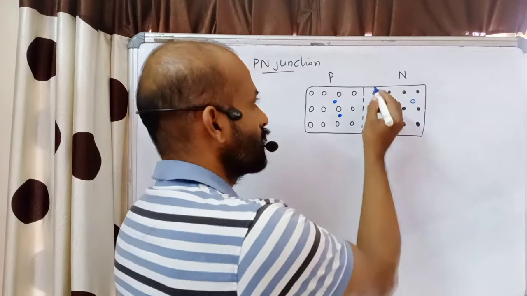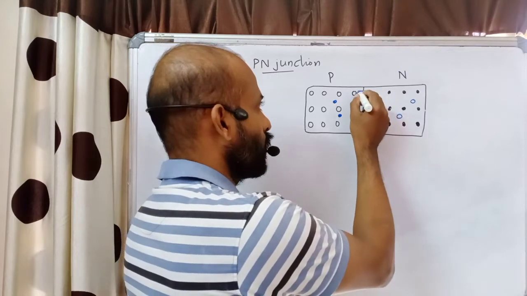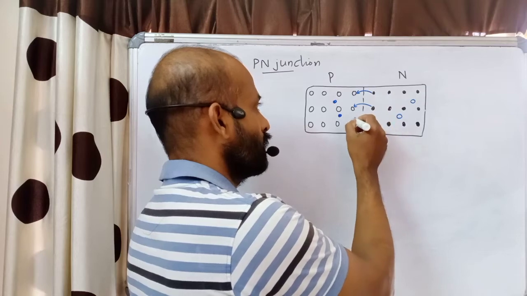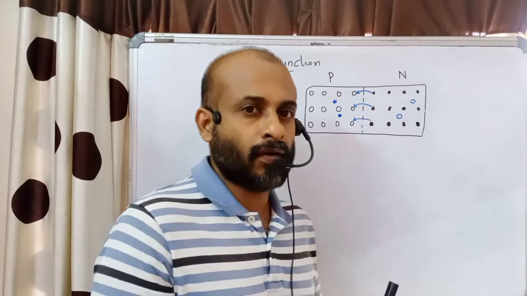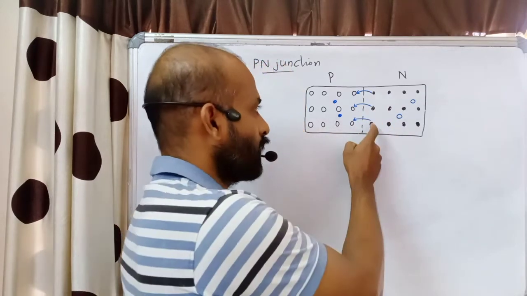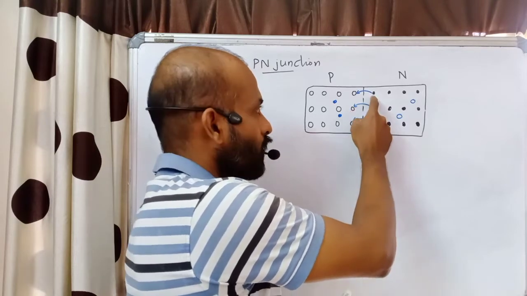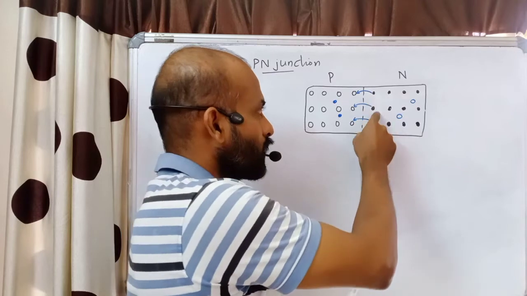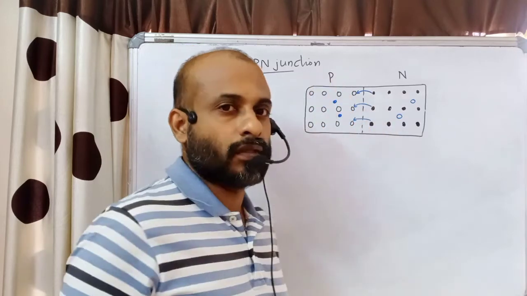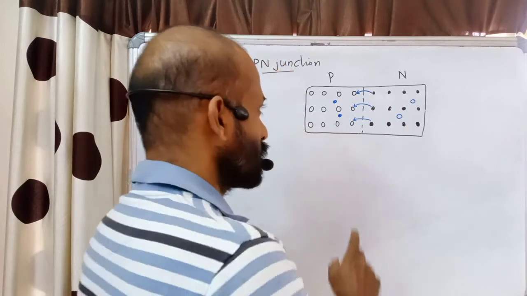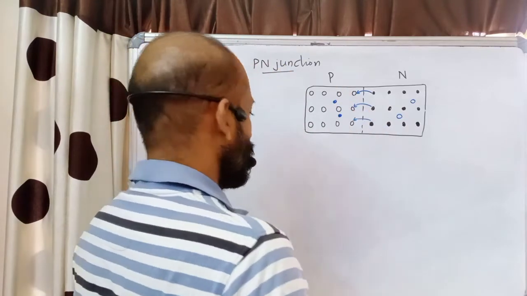And what happens is, these electrons will be trapped in the holes. A hole is a vacancy, so the vacancy will be completed. When the vacancy is completed, an electron comes to this side, another electron comes to this side, and another also comes to this side. These three electrons and these three holes will be neutralized.